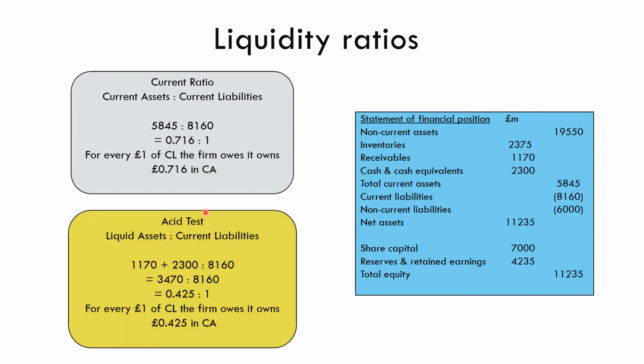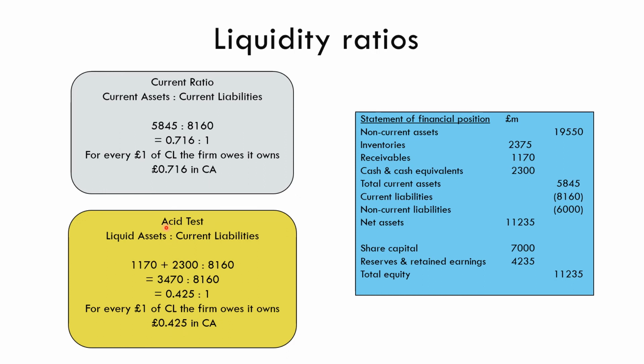The second ratio is the asset test ratio. Here we look at liquid assets compared to current liabilities. So liquid assets were the current assets but not including the stock. So it's just the receivables and the cash, and that as a ratio against current liabilities. So here we have 0.425 to 1, which means for every £1 the business owes in the next year in terms of current liabilities, they have 43 pence in terms of cash and receivables to cover it. Again, is that good for the business?